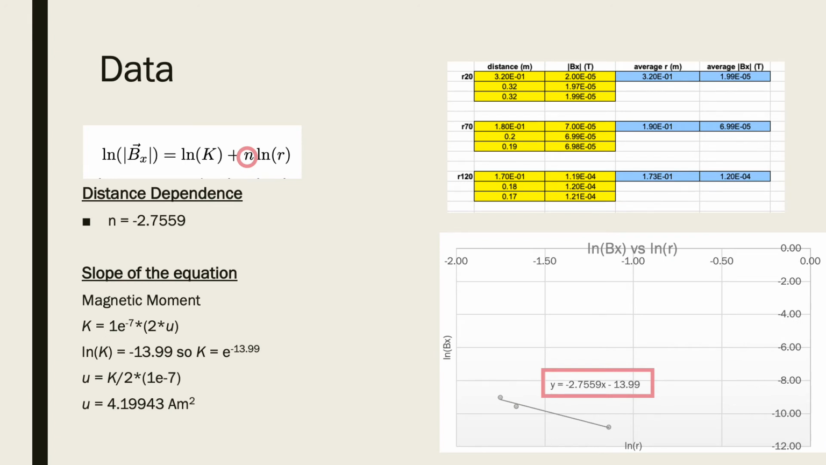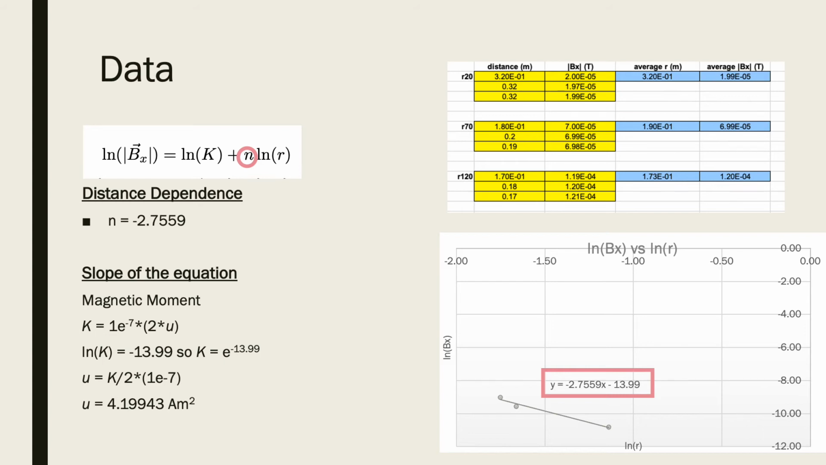For the data, I recorded different distances for different R20, R70, and R120. As you can see on your left, you have the formula that relates the magnetic field to the distance dependence, which is the slope. So from the graph, we found that the slope was equal to negative 2.7559.